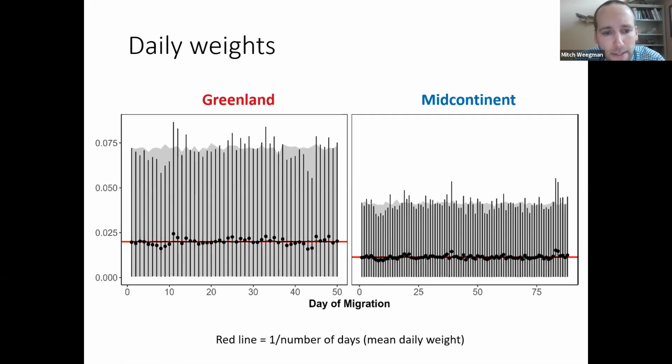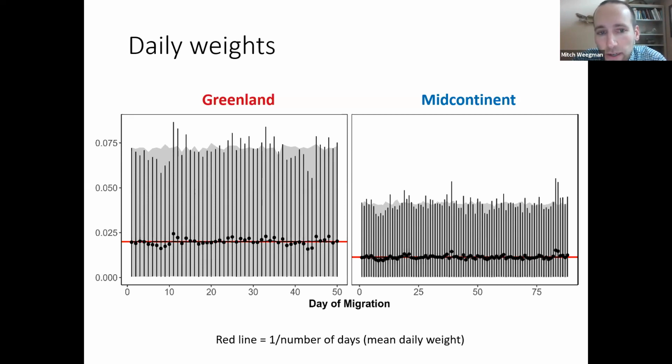Now on the weights. So here we have the weights estimated for the Greenland birds and the mid-continent birds. So this allows us to work out this cumulative importance of these days. Two messages here. One is that for both the Greenland and the mid-continent birds, we don't see any difference in the weight throughout migration. So for both populations, we're looking at from wintering to breeding areas. So no day is any more important than any other day, which is quite amazing.